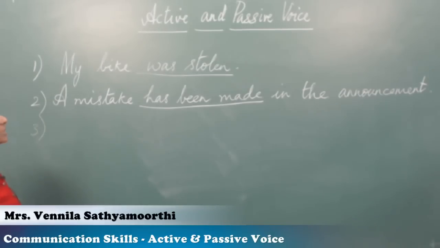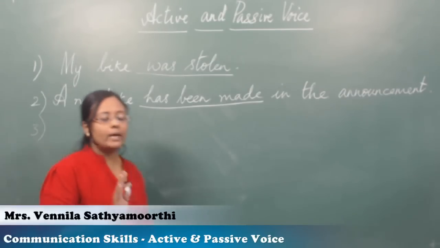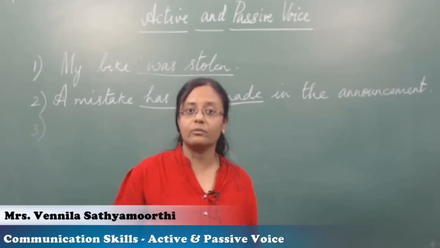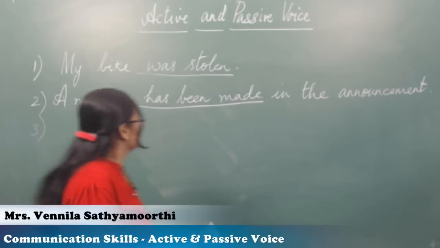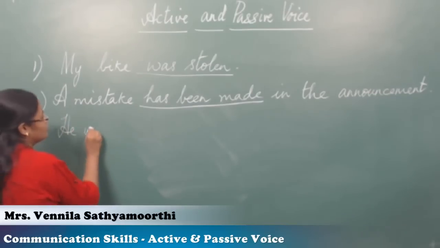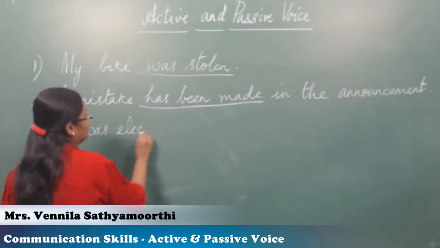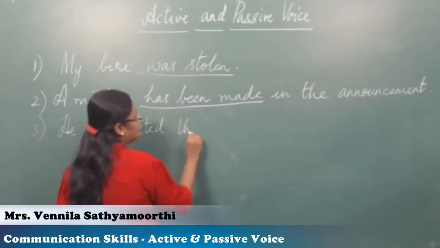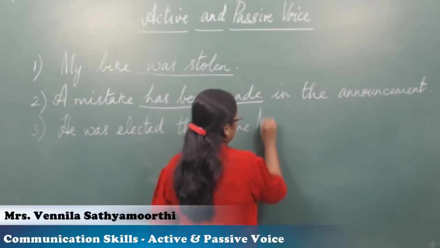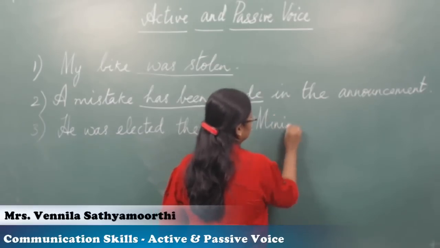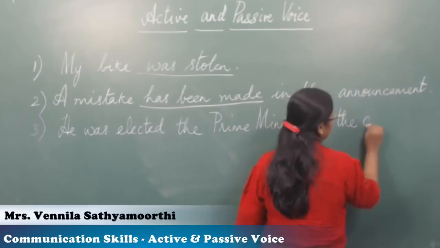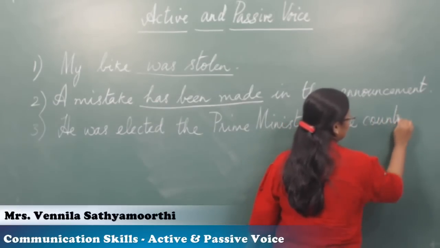The third use is when the doer of the action is very, very obvious, when everybody knows, like he was elected the Prime Minister of the country. Now who elects the Prime Minister? It's the people, right? So it's obvious.